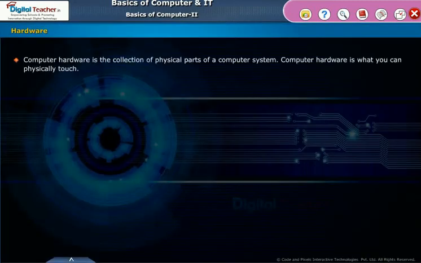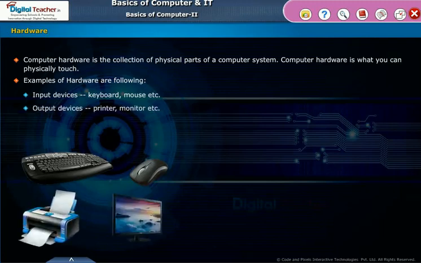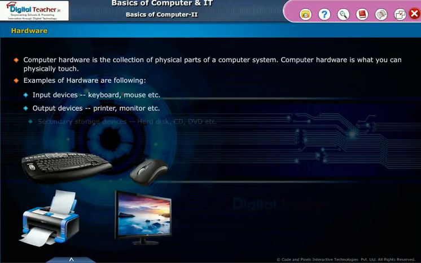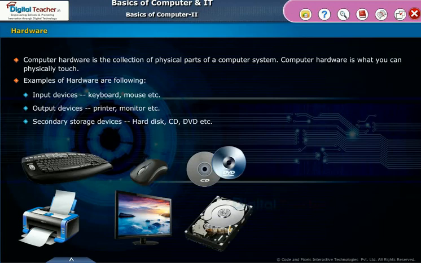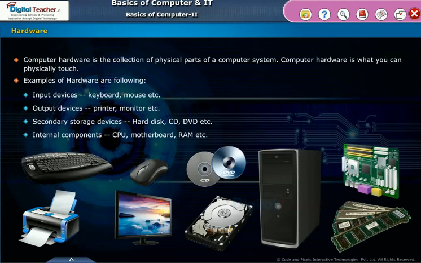Hardware. Computer hardware is the collection of physical parts of a computer system. Computer hardware is what you can physically touch. Examples of hardware are the following: input devices, keyboard, mouse, etc. Output devices, printer, monitor, etc. Secondary storage devices, hard disk, CD, DVD, etc. Internal components, CPU, motherboard, RAM, etc.